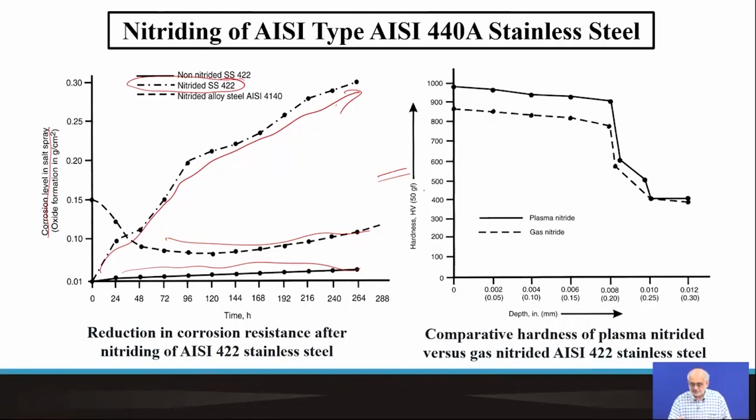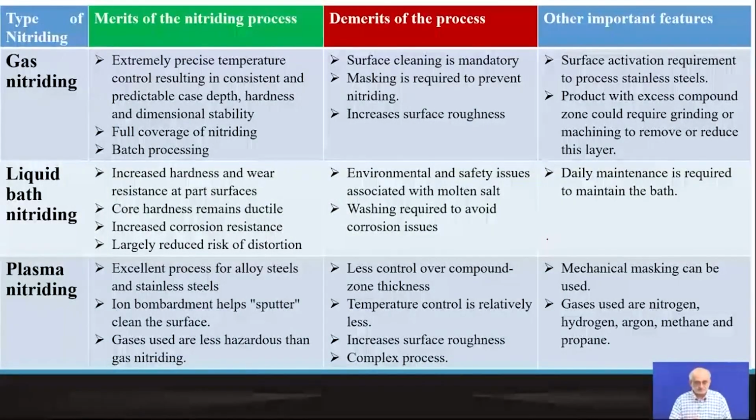But in general, what is of interest to all industry-level applications is the fact that the plasma nitrided layer is always thicker and deeper than the gas nitrided layer. So any day, plasma nitriding will be more efficient and desirable than the gas nitriding process.